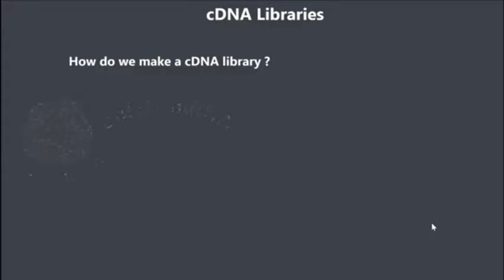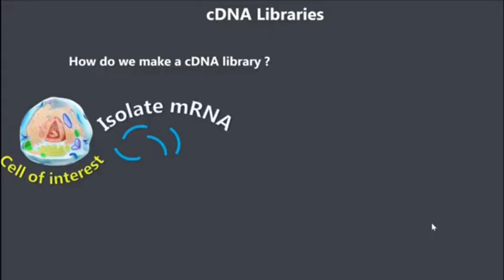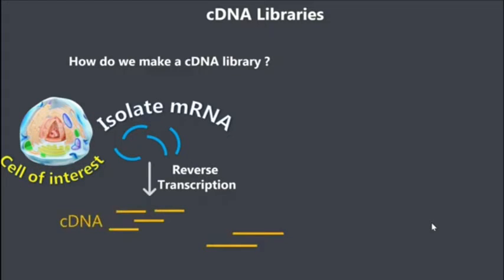We are going to start off by isolating the messenger RNA. So basically, the messenger RNA is the RNA that is being expressed in the cell. That's what ultimately produces the proteins of the cell. We are basically going to use reverse transcription to create the DNA version of the RNA.